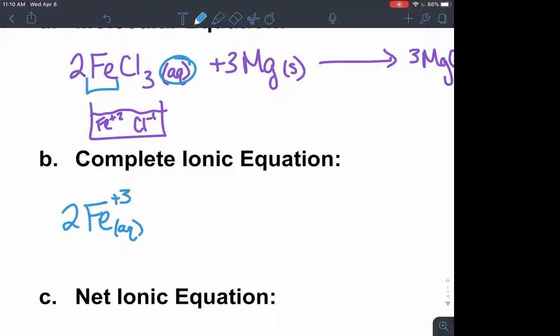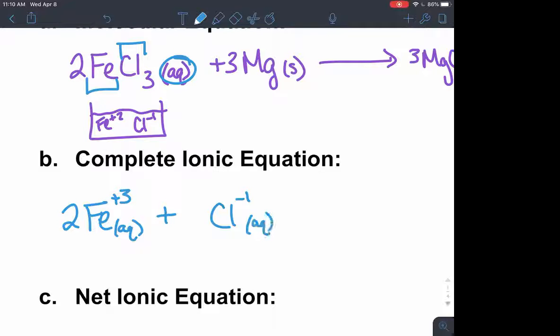Now our next step is to look at our chlorines. So our chlorines, we know that our charge was a -1 because you told me that earlier. How many chlorine ions did I have in that compound with the balance?